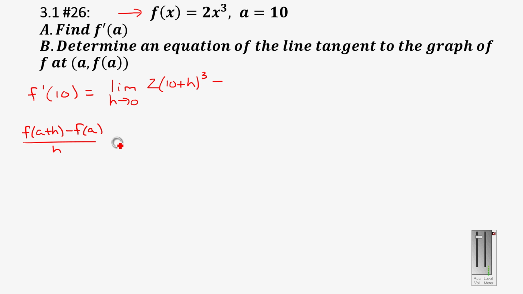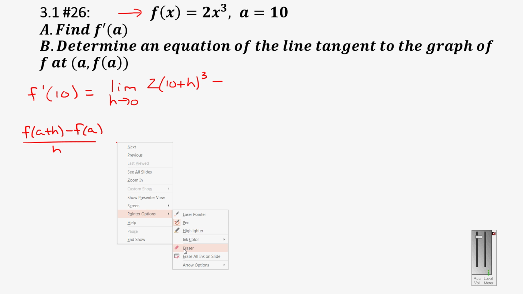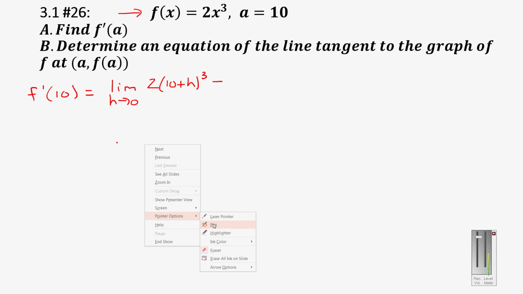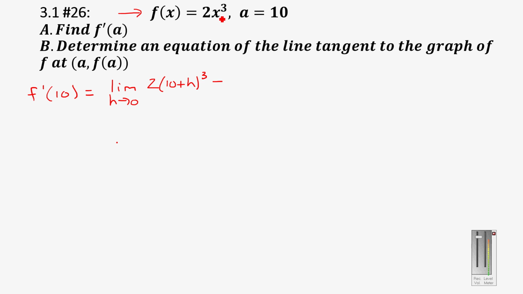This is the limit we need to calculate over h. Sorry I didn't show that first, but we'll live through that. So I'm going to erase that just to clean it up a little bit. Now I get f of a. So I take 10, and I'm going to say 10 cubed. What is 10 cubed? 10 times 10 is 100, times 10 is 1,000, times 2 is 2,000. And this is all going to go over h. So that's what our initial formula is going to look like.